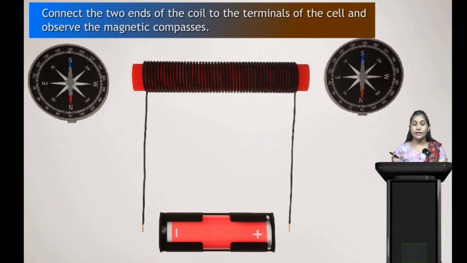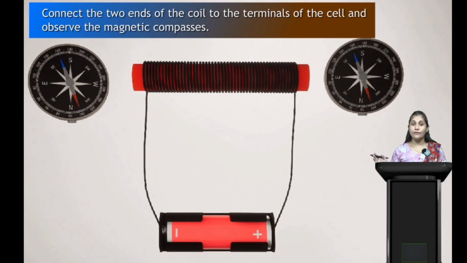As we have one cell, and this cell is connected with the cell holder, we have the two ends of the wire. Now we will connect these two ends of the wire to this cell holder. After connecting, we will observe what changes take place in the magnetic compass. Magnetic compass means this one. These devices are magnetic compasses. So we will observe this.